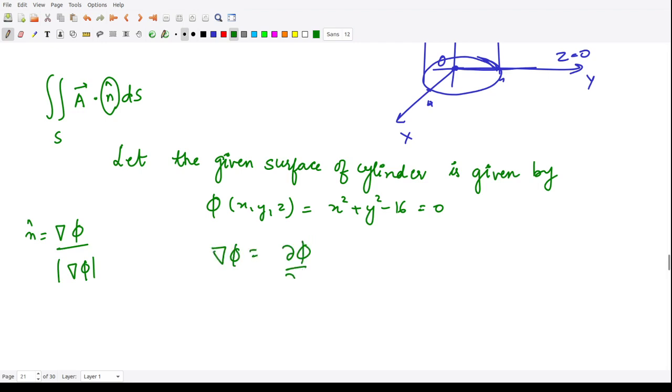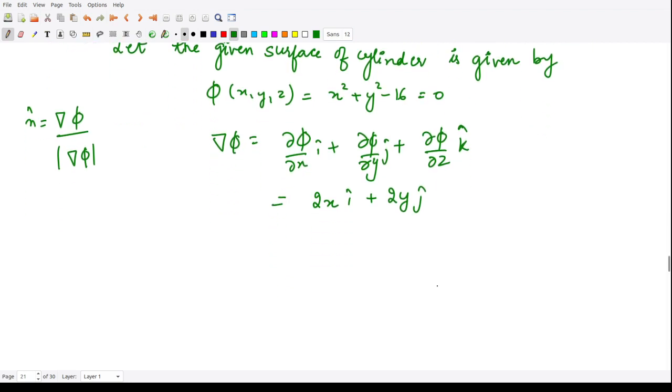So it would be del phi by del x i cap plus del phi by del y j cap plus del phi by del z k cap. So this is equal to 2x i cap plus 2y j cap. So this is gradient phi.